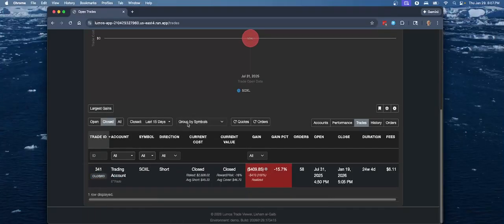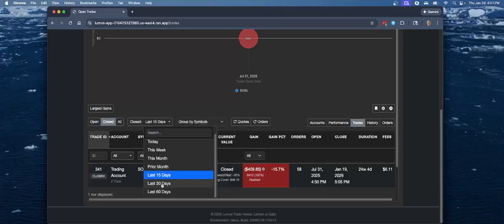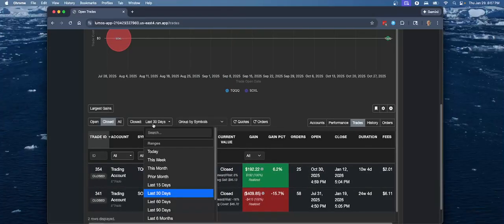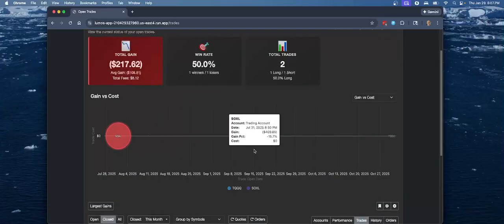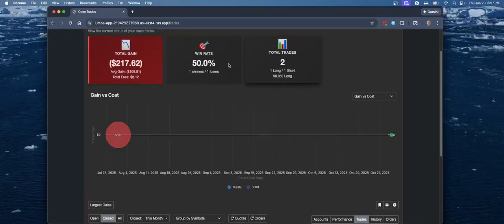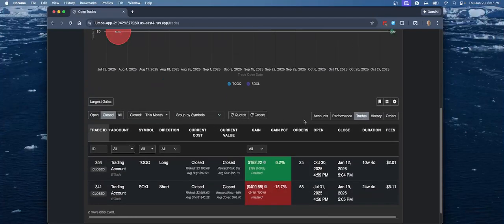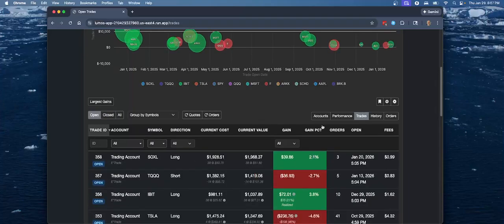You can also see closed trades as well. These are the trades that were closed in the last 15 days, for example. Last 30 days, you can change that. Just trades that were closed today, none. This month. And every time you change those filters, these roll-ups and charts change as well. So let's reset the filter and go back.